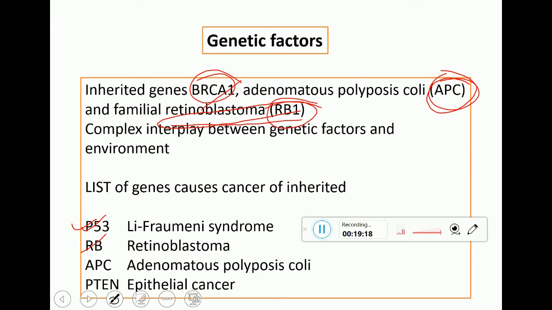This one is RB, retinoblastoma. APC is adenomatous polyposis coli. PTEN: a mutation in the PTEN gene results in the development of epithelial cancer. PTEN is basically phosphatase and tensin homologue protein.